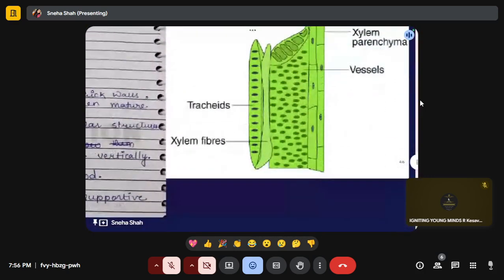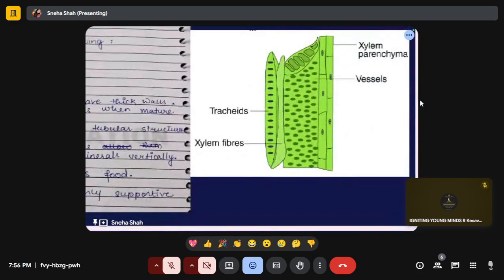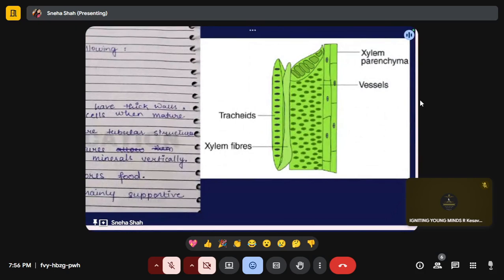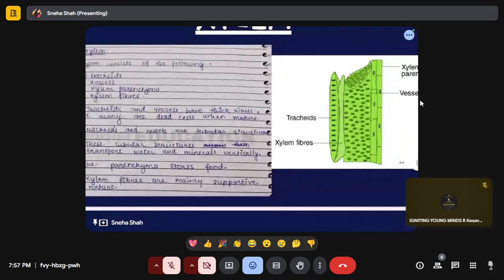As you can see, this is xylem. As you can see the labels, there is xylem parenchyma. What is the function of parenchyma? To provide structural support. What is the function of vessels? To store whatever is to be transported. Tracheids, again, they give a structural support. And fibers help in more and more absorption of water and minerals.